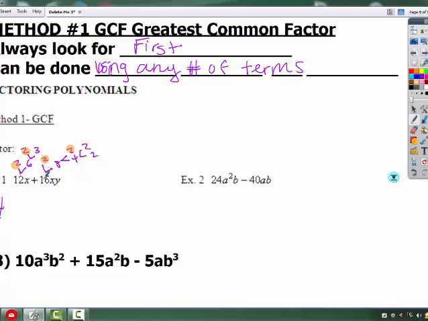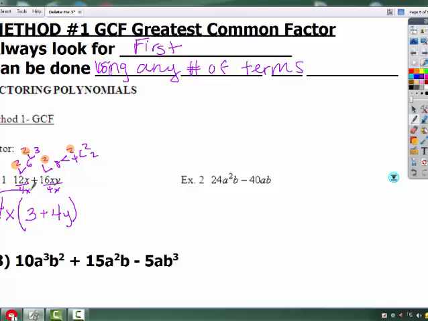Now look at your variables. The greatest common factor for the variables would be x, so you pull it out front. Now we're going to open up our parenthesis, and we're essentially going to undistribute the 4x. Or you can think about it as dividing it away from each term. So if you divide it away from the 12x, you'd be left with 3. If you divide it away from the 16xy, you'd be left with 4y.